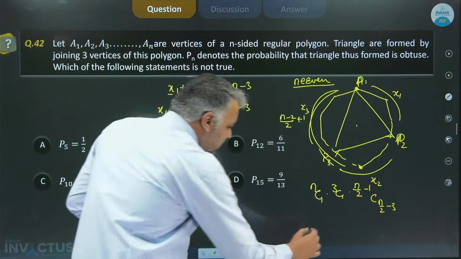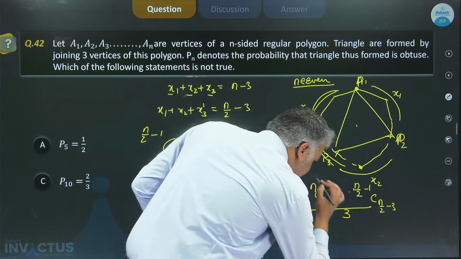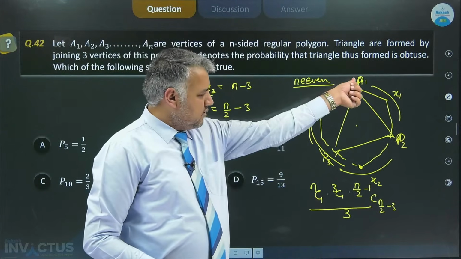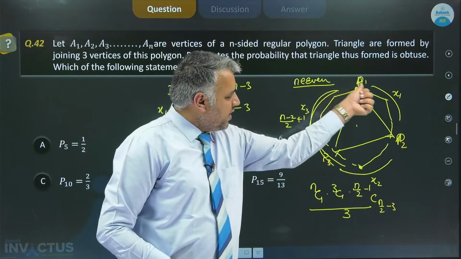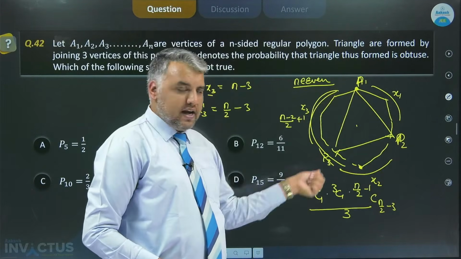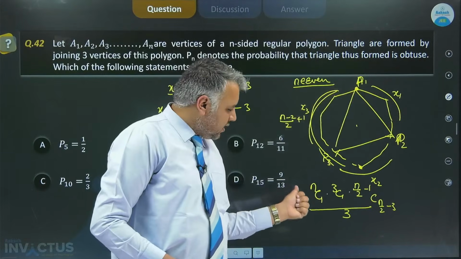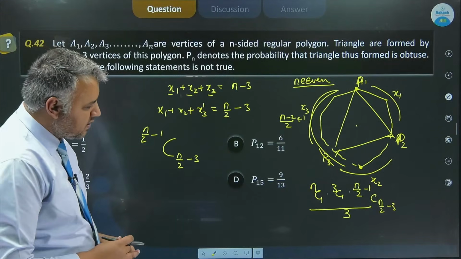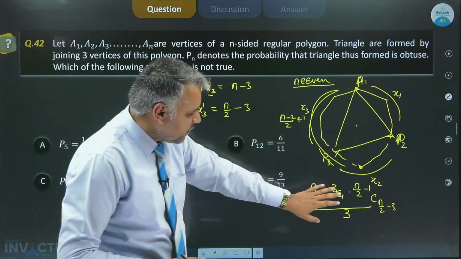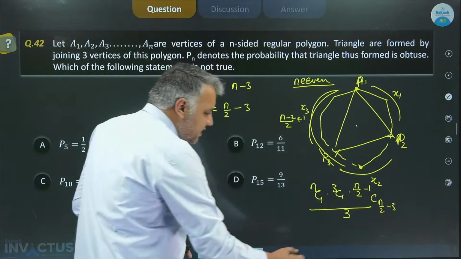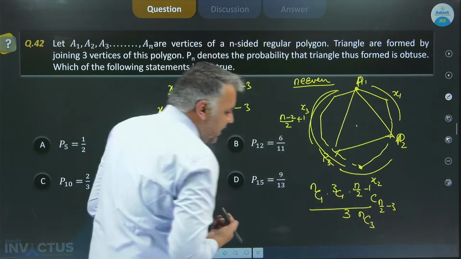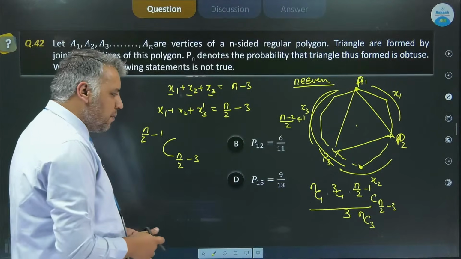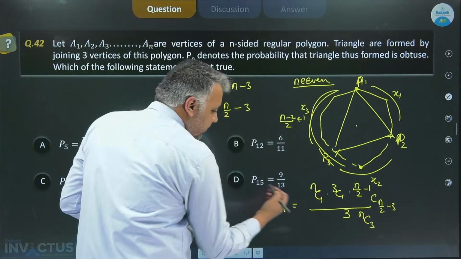So this divided by 3 because there will be repetition. If we selected A1 in NC1 and then a triangle formed A1, A2, A3, then here we can select A2. Again the triangle A1, A2, A3 can be formed. So there will be repetitions 3 times. So finally we divide this by 3. These are the total number of such triangles which are obtuse. Then divide this by the total number of ways, that is NC3, the total triangles that could be formed, and this will be the probability when n is even.